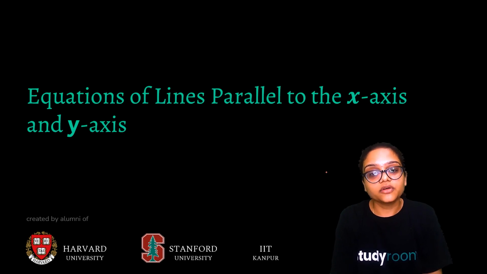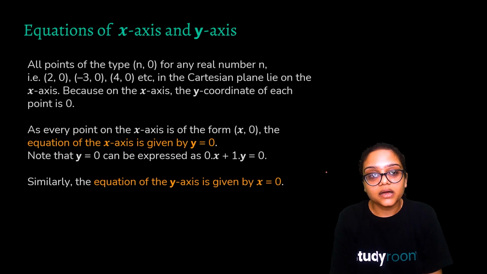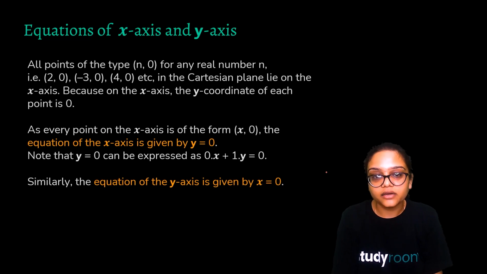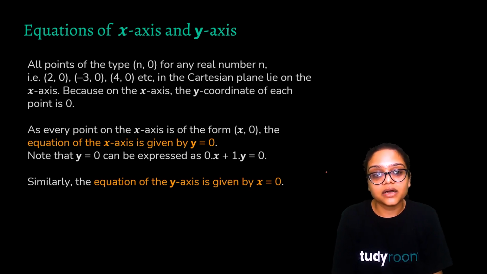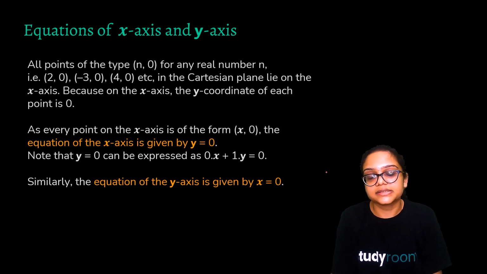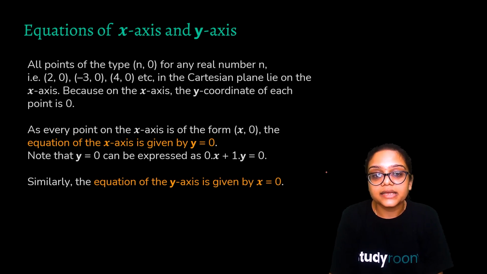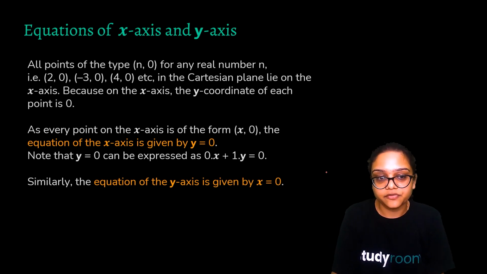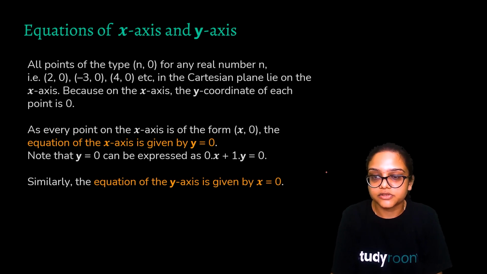Now, equations of lines parallel to the x-axis and y-axis. Suppose all the points are of the type x, 0. Which means that y is always 0, or the ordinate is always 0. So every point on the x-axis is of the form x, 0. So the equation of the x-axis is given by y equals 0, obviously. Similarly, every point on the y-axis is given by x equals 0.